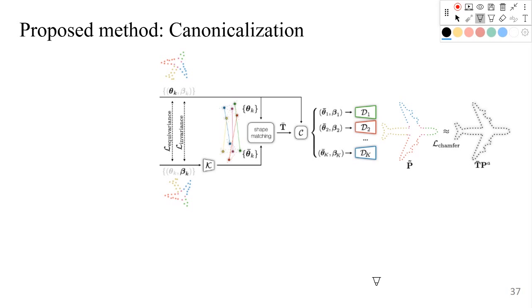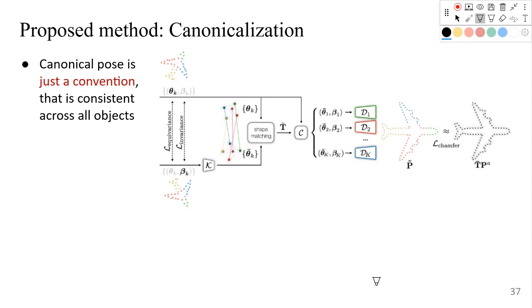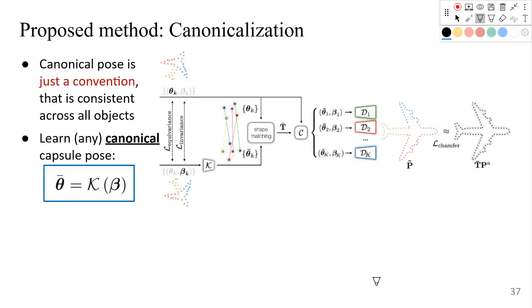And let's discuss next how we achieve the canonicalization, how we achieve a convention of the pose. So a canonical pose is just a convention. If we have random poses like this pose and this pose, we can just decide on any pose. It can be this direction, or this direction, or this direction. Any direction, any pose is okay, as long as all the objects are consistently aligned into the same pose.